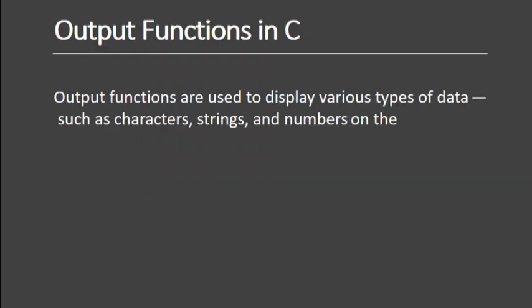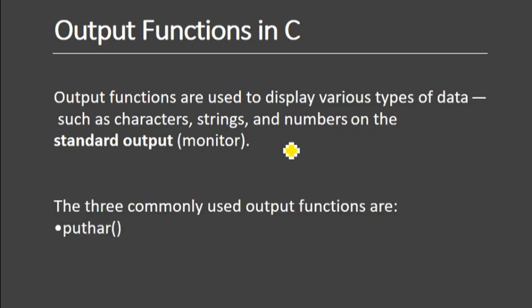So what are the output functions available in C? The output functions are used to display various types of data, such as characters, strings, and numbers onto the standard output, which is the monitor. Whatever program you are writing, after executing, you are going to show the result onto the screen. You may show the result in the form of characters, strings, and numbers. There are three commonly used output functions: the putchar function, the printf function, and the puts function.